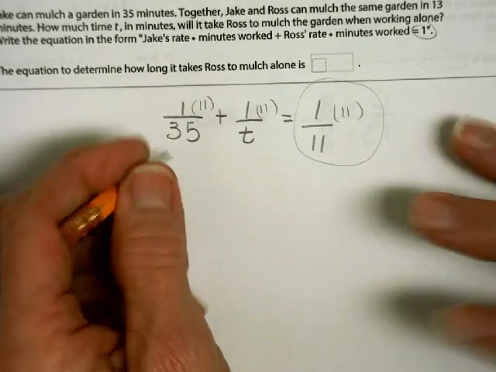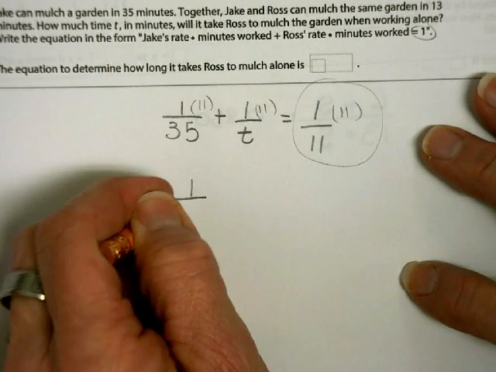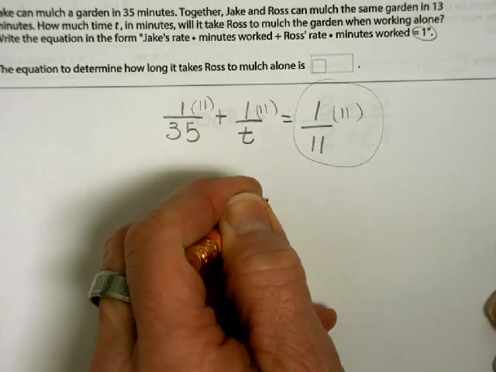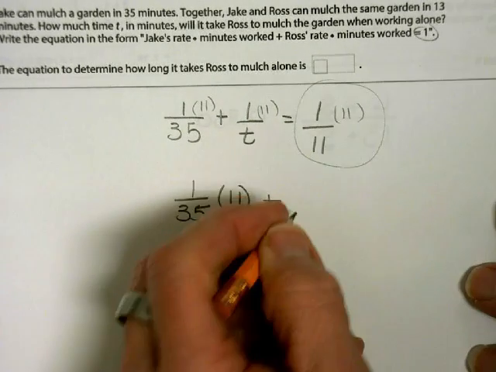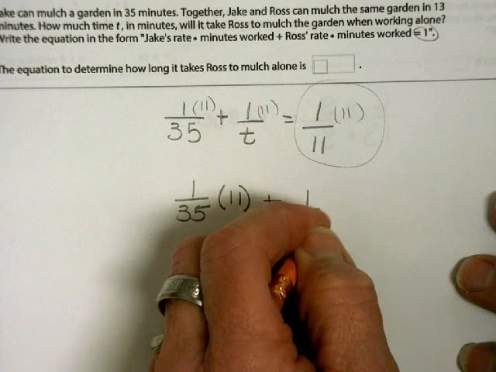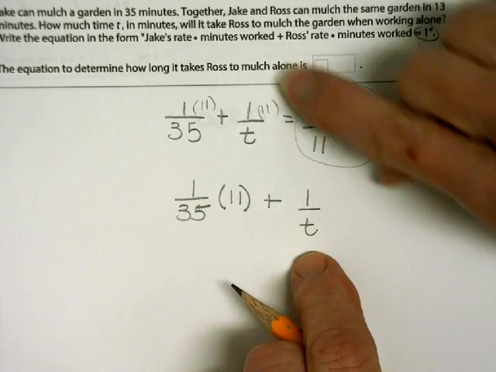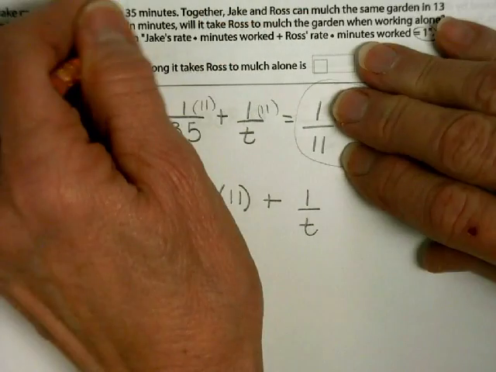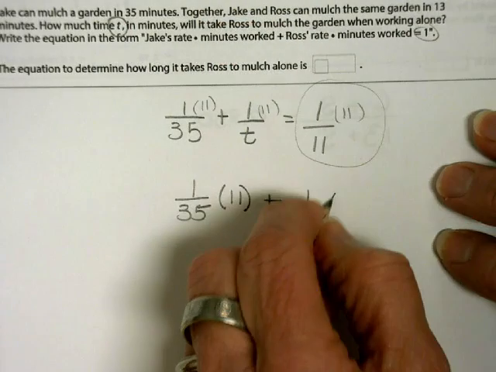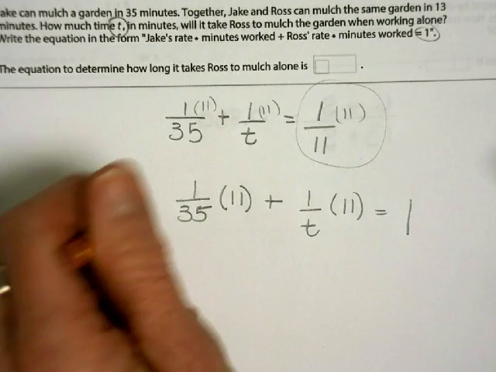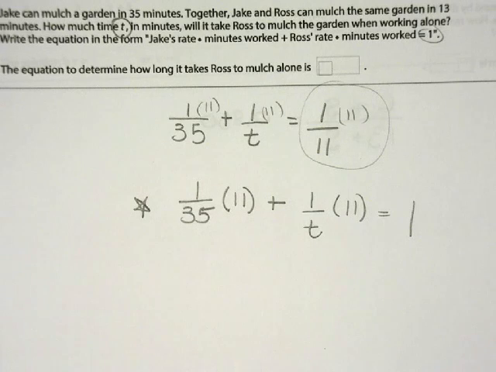So therefore, it would equal 1 right here, see? In your software, your equation would be whatever Jake does alone as a fraction, and then out to the side, you'd put the rate they work together, or the time that it takes for them to get it done together. And then Ross's, which is unknown, you have to use the variable t, I believe. Yep, they have it up in here. Right there. Use t times 11 minutes, which is what they take to work together, equals 1 job. So that's what you type in for your equation.